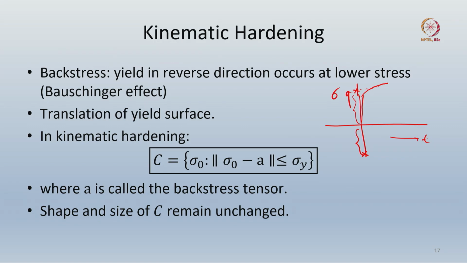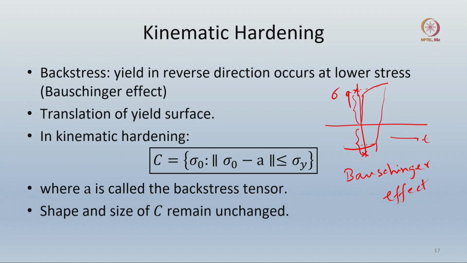Now, in isotropic hardening I should have come back all the way here and then the yielding should have happened. But in kinematic hardening, the yielding starts much earlier. That means some directional information has already taken over. So, this is what is called the Bauschinger effect, and the reason why this happens is because of the translation of the yield set itself.